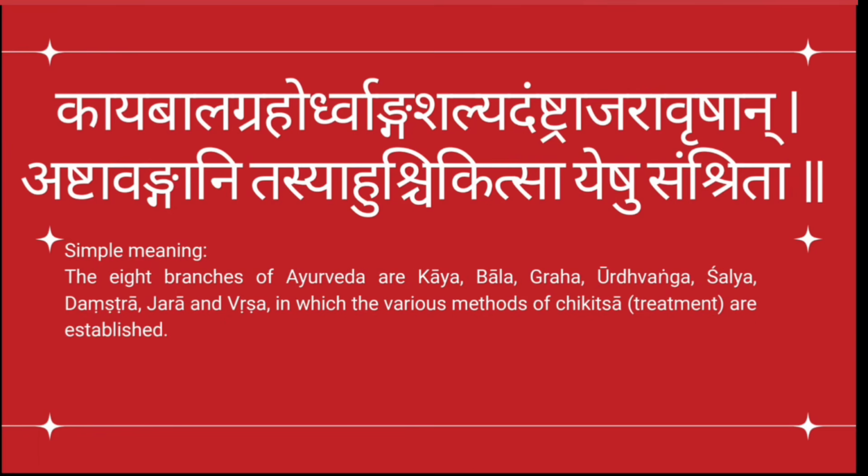So the shloka goes like this: Kaya bala graha urdhvanga shalya damshtra jara vrishan, ashtavangani tasyahu chikitsa eshu samshrita. When you read it as a simple shloka, you just learn that you have 8 branches in Ayurveda, that is Kaya, Bala, Graha, Urdhvanga, Shalya, Damshtra, Jara and Vrisha, and these are the branches in which the various methods of treatment are done in Ayurveda. Yes, this is what all of us know.